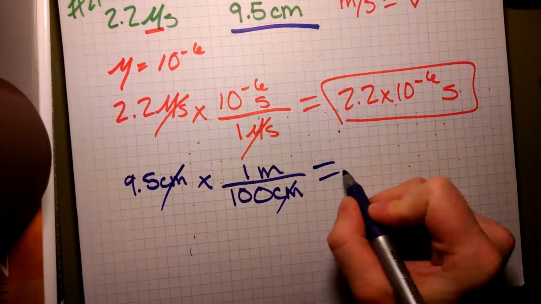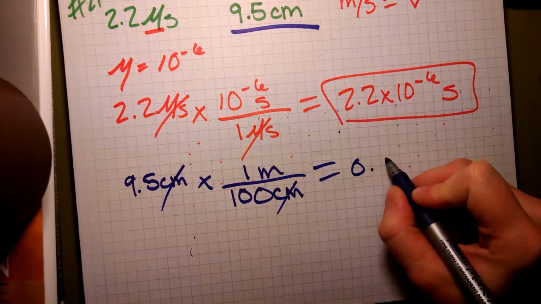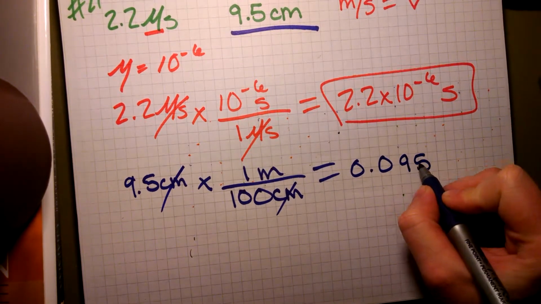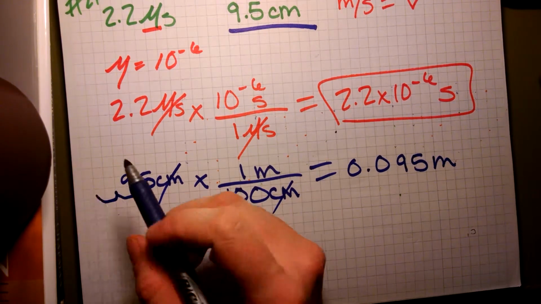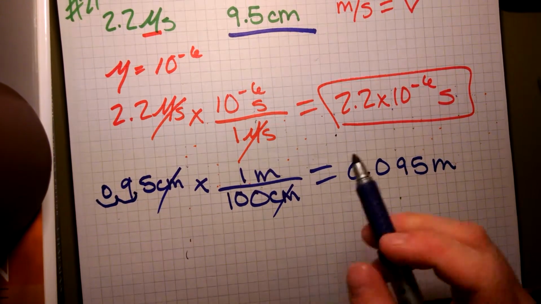Centimeters are going to cancel out. And that's going to be 0.095 meters, because that's what's left. And I just go 1, 2, because we're dividing by 100. Okay, I've got my zeros right.